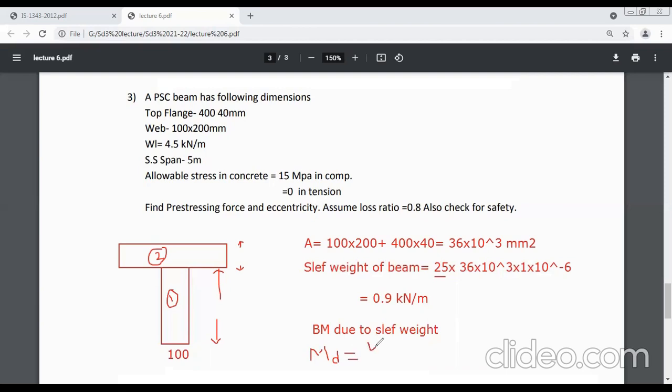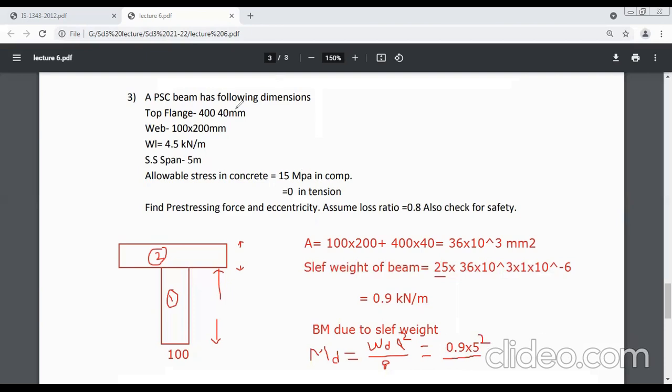It will be WL square by 8. For a simply supported beam with uniformly distributed load, the maximum bending moment is WL square by 8. So W is WD, that is self weight, 0.9, into the span of the beam, which is 5 meters square, divided by 8.